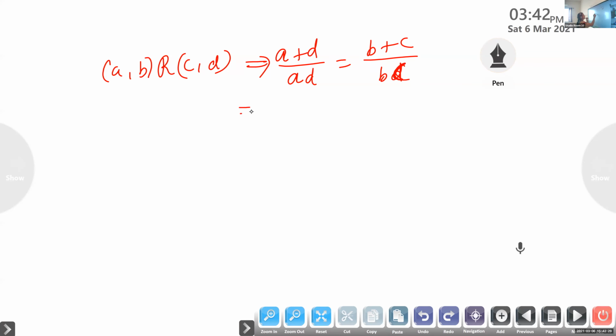Okay, sometimes the question will be given like this also. It will be cross multiplied and it will be given like this: is equal to AD into B plus C. Okay, both are equivalent. Try this one as homework.